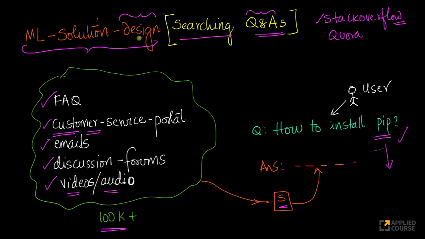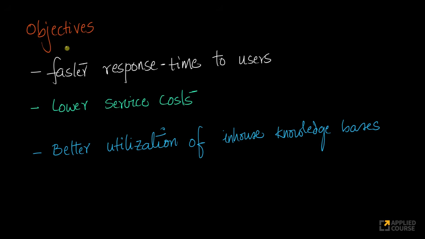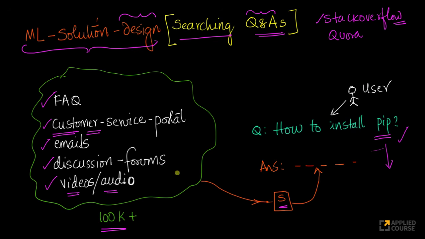Again, whenever you're doing a machine learning solution design, you should always ask, what are the objectives? Obviously, one of our key objectives is a faster response time to the user. From the time a user asks a question, we want to be able to answer in just under a second, maybe. Very quickly we want to do it, right?